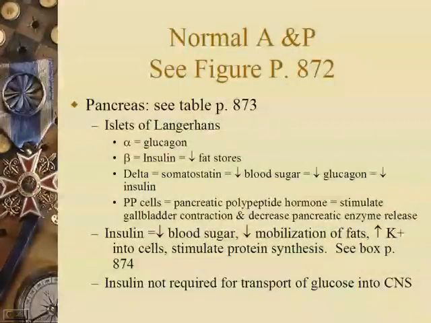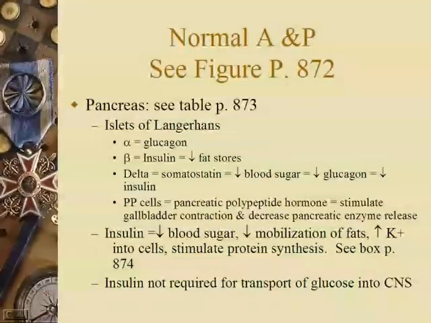The islets of Langerhans has 4 types of cells. You have your alpha cells that produce glucagon, your beta cells that produce insulin and decrease your fat stores, your delta cells that produce somatostatin, which also lowers your blood sugar, lowers your glucagon, and decreases the amount of insulin that you have. Now, in the last edition, the pancreatic polypeptide cells, they said they didn't know what they did. Now they do. They stimulate gallbladder contraction, and they decrease pancreatic enzyme release.